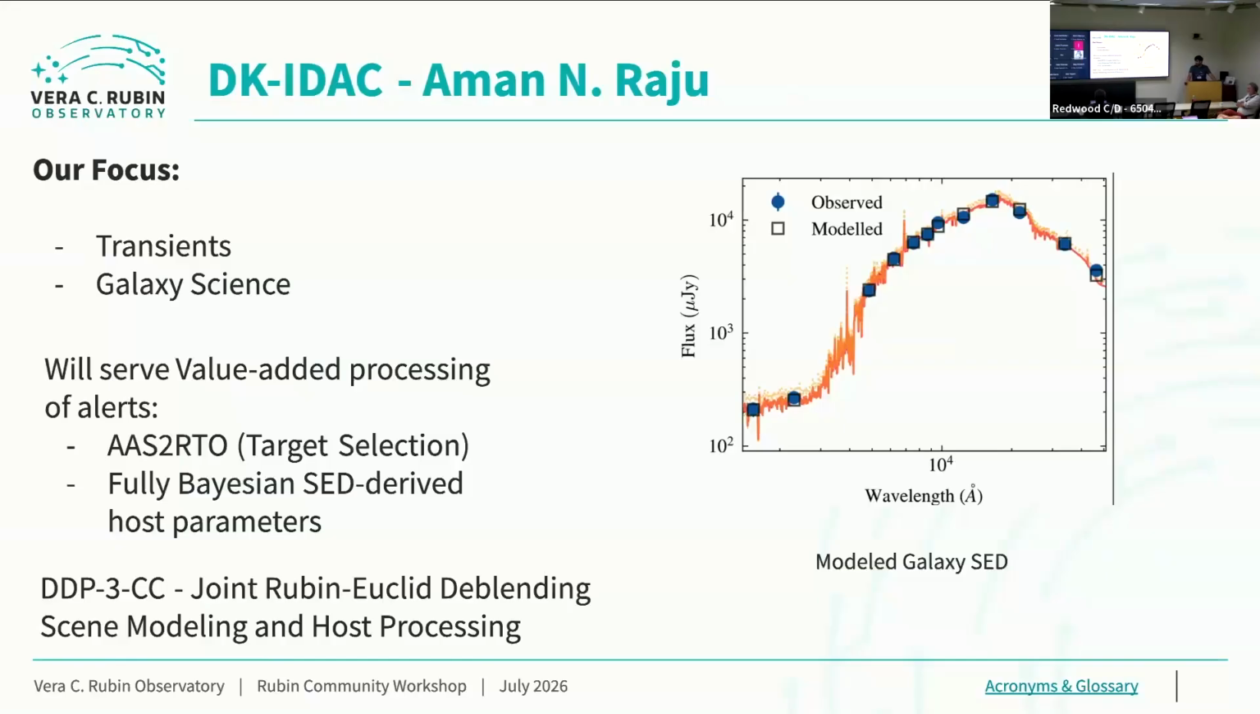And to this effort, we're involved in the DDP3 cross-cutting effort, where some of the allocation of our resources will be used on processing Euclid and Rubin together to provide photometry of deblended galaxies.